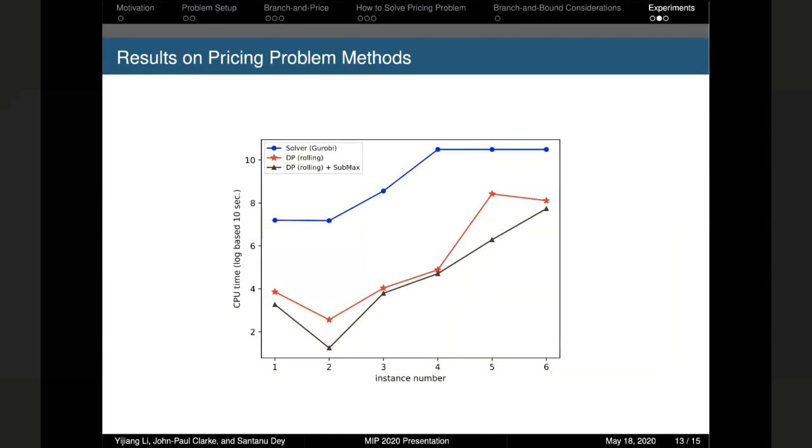So here are the results on the pricing problem methods. We plotted our CPU time in a log scale, and we have seen that our approach using the DP or rolling horizon method plus the submodular maximization approach provides a significant improvement over the standard solver approach, which is implemented in Gurobi. And we want to point out that in the solver case, instances 4, 5, 6 reach the 10-hour limit.